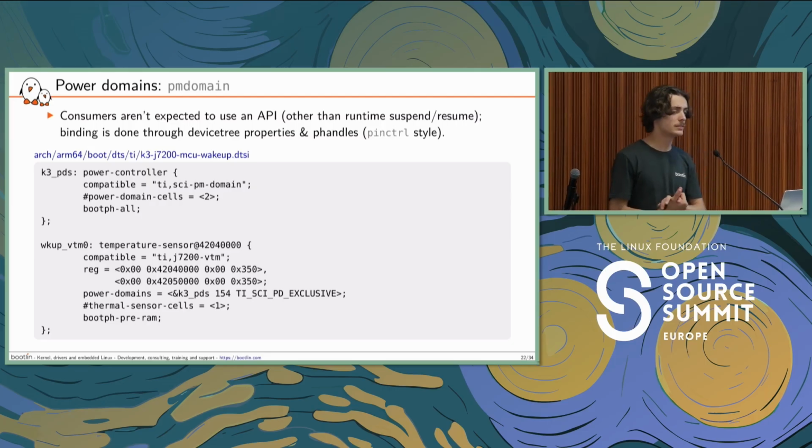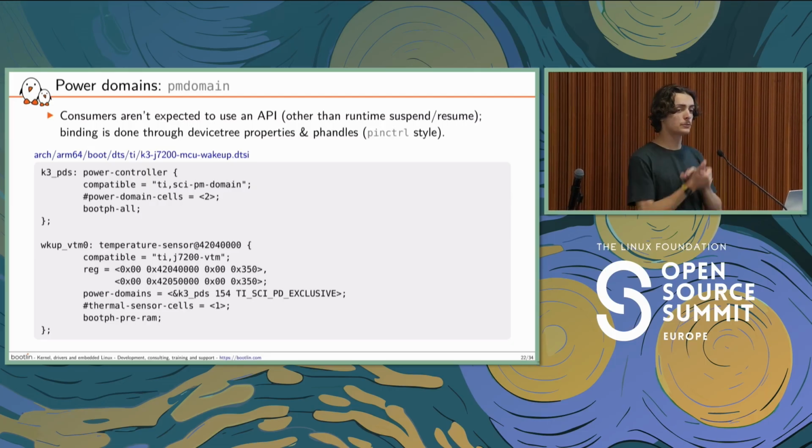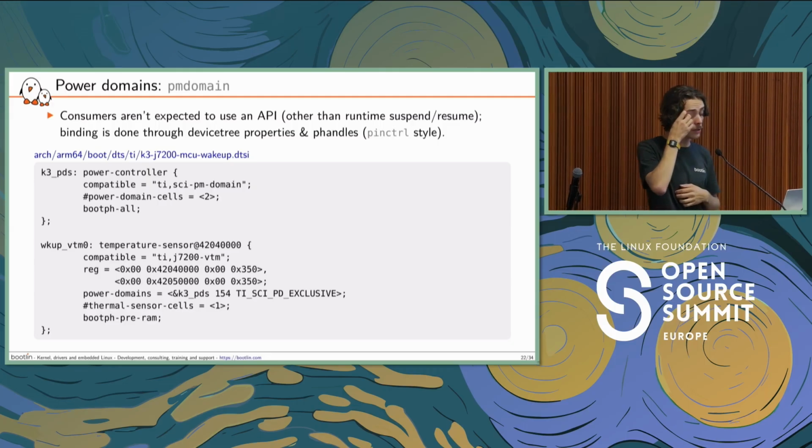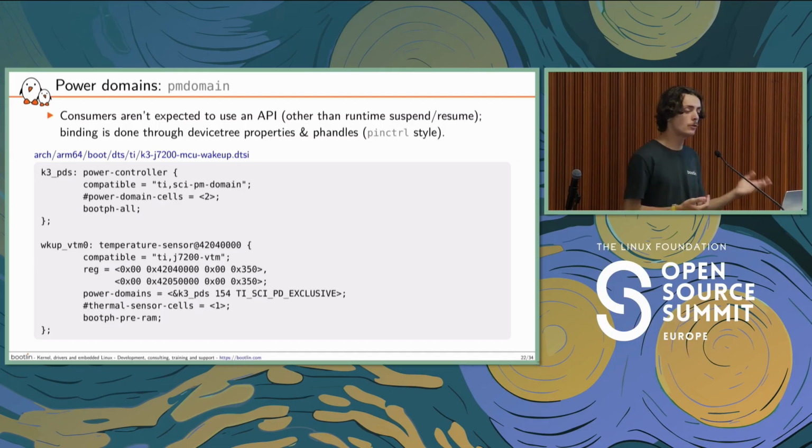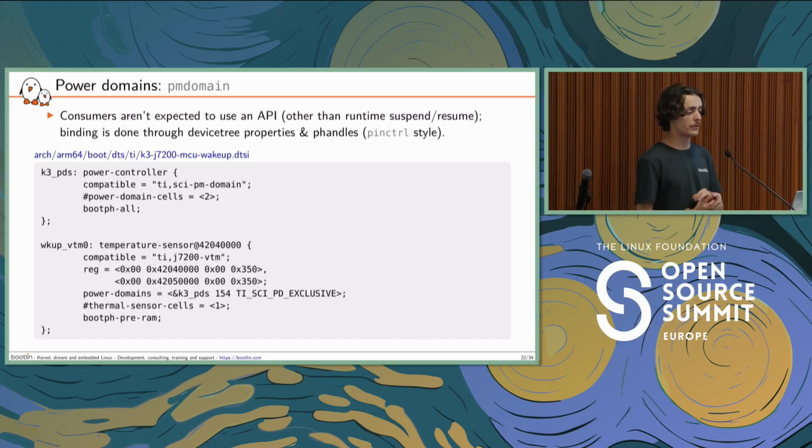The nice thing is with PM domain, you don't expect consumers to do something like genpd get domain or something like that. You just define it inside device tree. So that's really great. That's fitting what you can expect from pin control. You use pin control every day inside your devices, but you don't do any pin control state management inside your driver unless you want to change the state from default to maybe GPIO, that kind of thing.